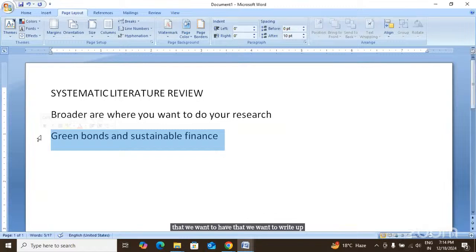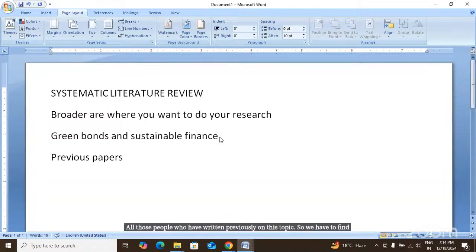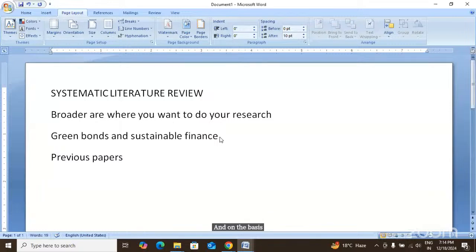So what is the next important thing for all of us? The next important thing is to look for the previous papers, all those people who have written previously on this topic. So we have to find out those papers, and on the basis of those papers we will be writing the SLR. The full form of SLR is systematic literature review.